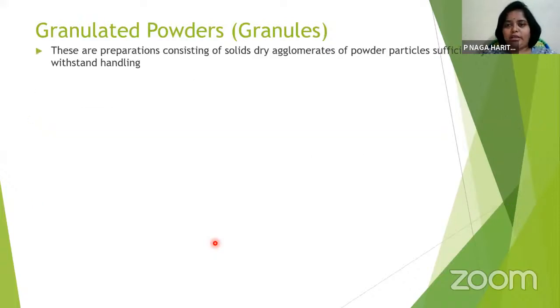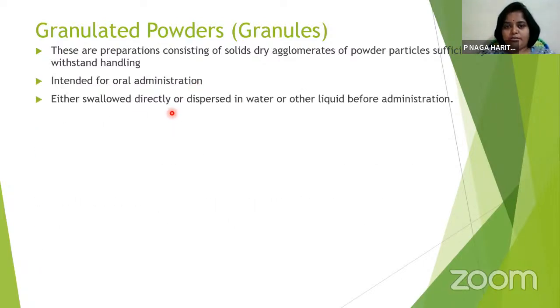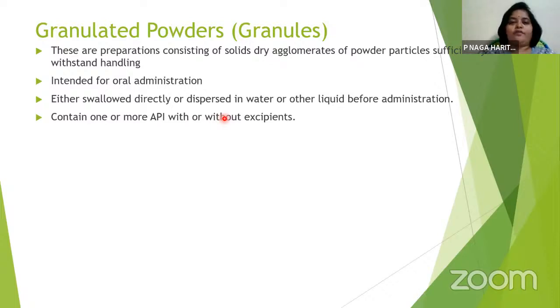Then coming to the granulated powders. So here the granulated powders are nothing but those which consist of the solid granules of the powder particles, because certain powders cannot be handled properly because of their fineness or because of their amorphous nature. So for that reason, we'll be converting them into the granules, and they are generally intended for oral administration, and they are swallowed directly or dispensed in water or any other liquid before the administration. And they contain one or more active pharmaceutical ingredients, either with or without excipient.